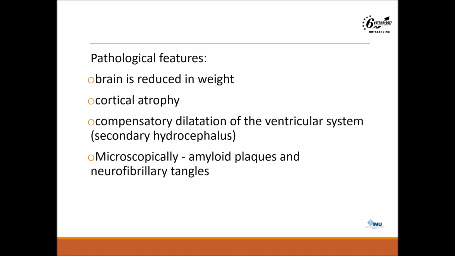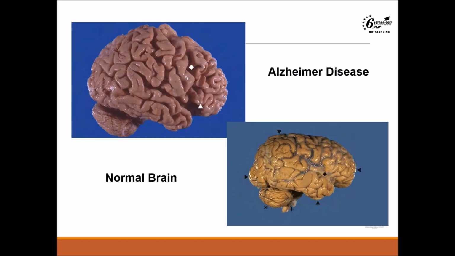Pathological features: overall the brain is reduced in weight and there is a cortical atrophy. So the cortex of the cerebral hemispheres becomes reduced in size. And because of this cortical atrophy, there is compensatory dilatation of the ventricular system, also known as secondary hydrocephalus. Microscopically, we can appreciate abnormal protein deposition as amyloid plaques and neurofibrillary tangles inside the neuronal cells.